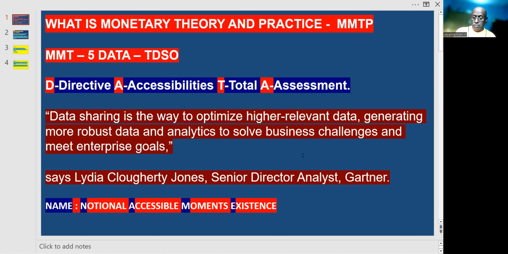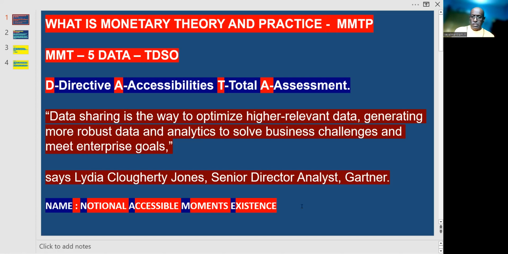So data in real terms means direct letters, words or numbers showing, by way of conducting, leading or giving directions for our future uses, as well as the estimated value, whatever is capable of being accessible, ever since it has been used. As per Lydia Lotterly Jones, Senior Director Analyst at Gartner, data sharing is the way to optimize higher-value data, generating more robust data and analytics to solve business challenges and meet enterprise goals.